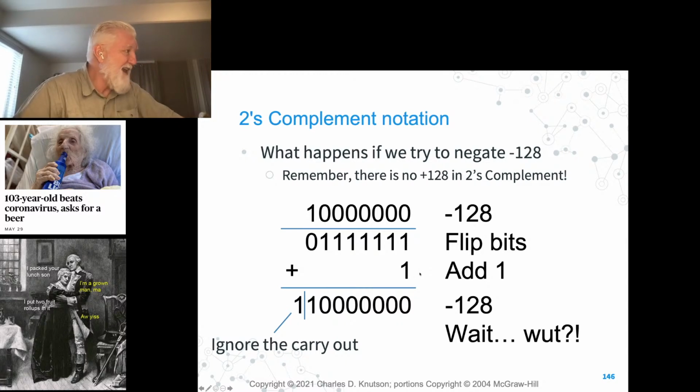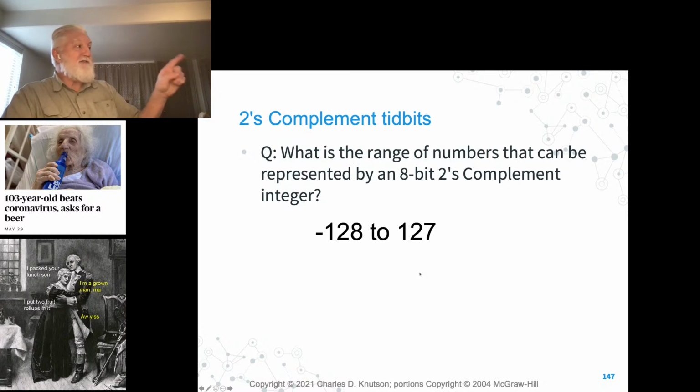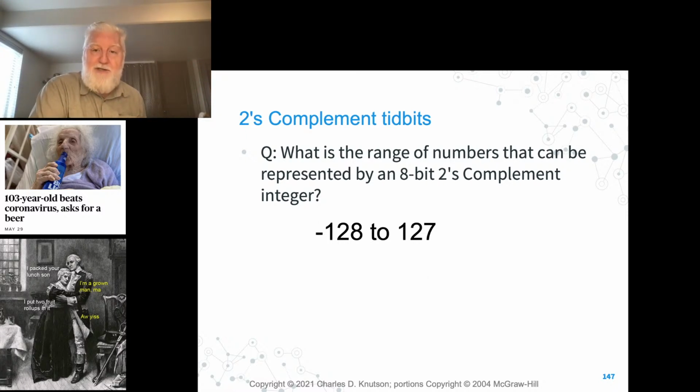Mind equals blown. Yeah, that's that crazy. It's so crazy. Okay, so that's our range of numbers. In two's complement notation, the smallest number, or the largest magnitude negative number, is negative 128, and on the high end is positive 127.